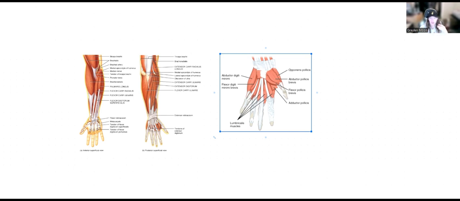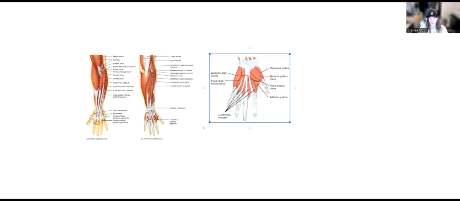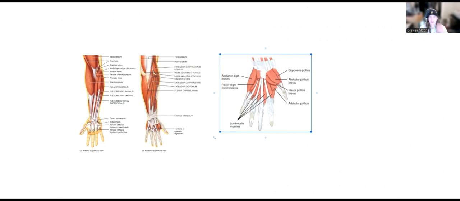It's going to insert into the extensor expansions of digits 2 through 5, and it's going to extend the MCP, PIP, and DIP joints. Extensor digiti minimi is going to assist in extension of the fifth digit, so our pinky. Anytime we see minimi, that's going to be our pinky. Then we have our extensor indicis, right? Your index finger, your indicis, independent extension of the second digit.